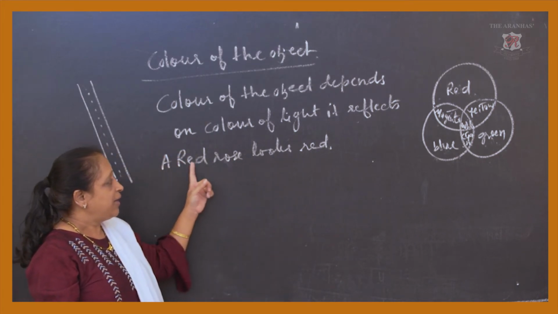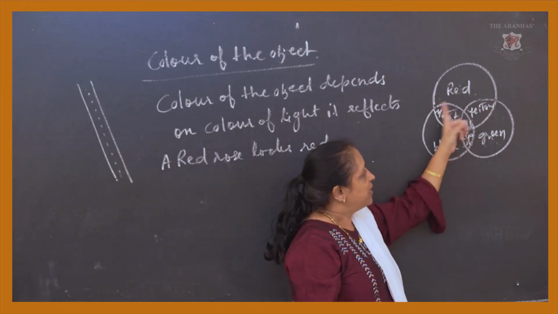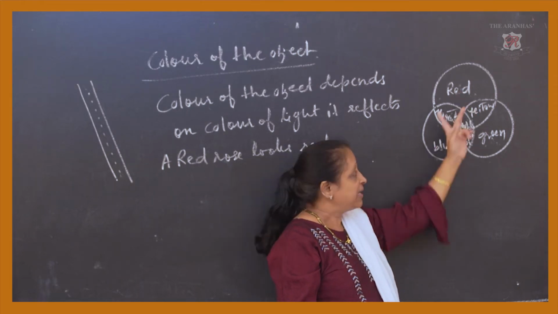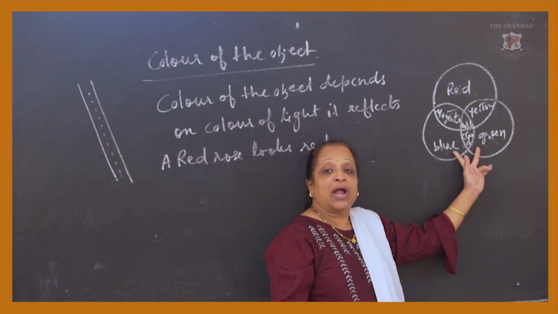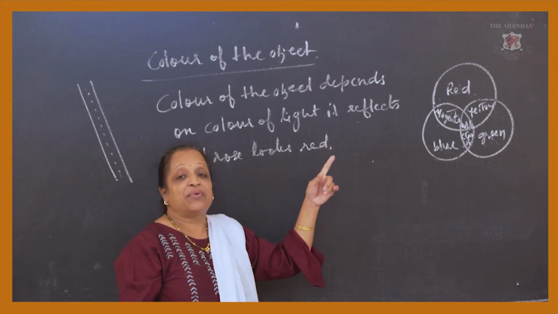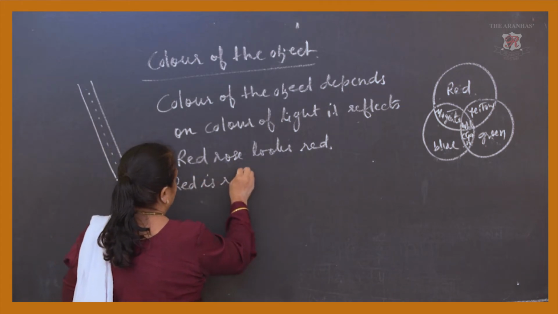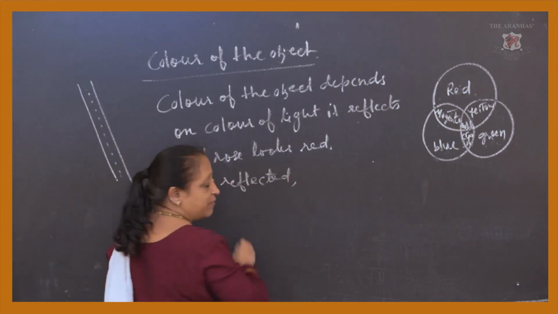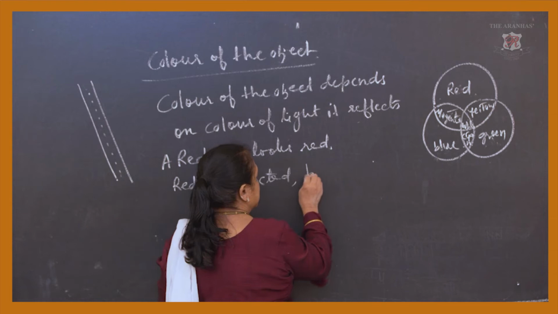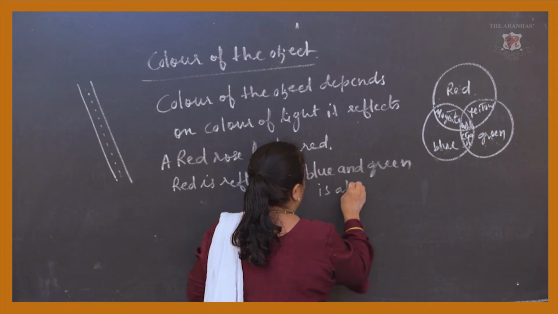So why does a red rose look red? This is the question. When we study this figure, we know that if red is visible, or red is being reflected, it is for sure that blue and green are being absorbed by that rose, and therefore it is reflecting the red color. So we can say red is reflected. Then what is absorbed? Blue and green are absorbed.